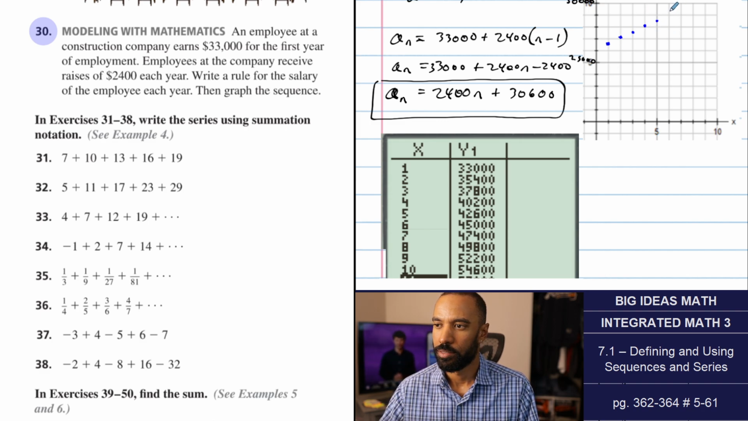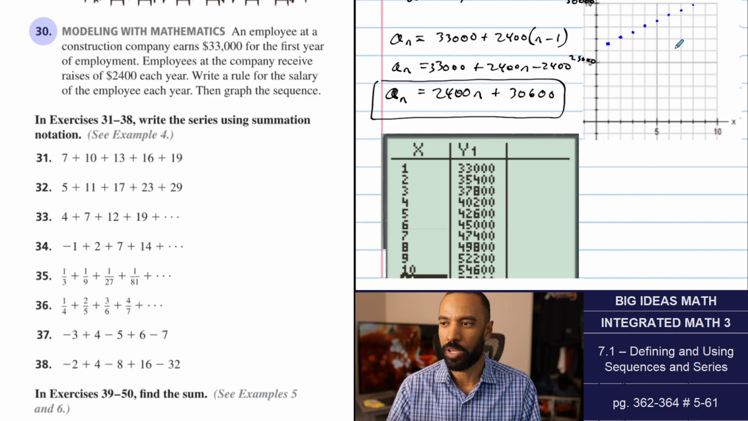47,400. Just under, wait, hold on. Where would we be? 42,600. Oh, 45,000. I missed that one completely. 45,000. 47,400, just under that halfway mark. 49,800 is about right there. And then we're kind of creeping up and past.